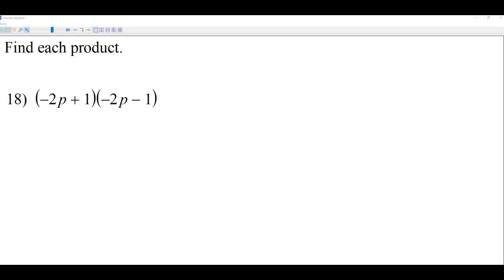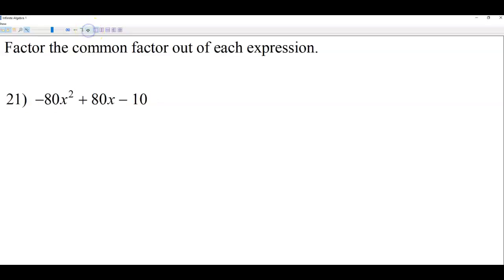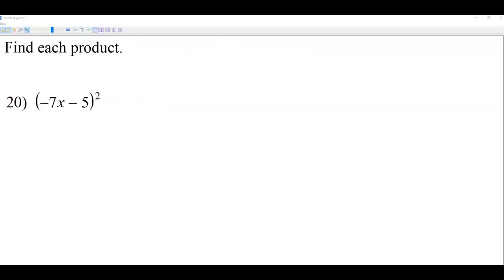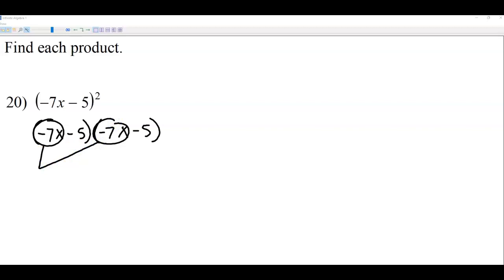That's not the only shortcut we've learned. We've also learned another shortcut, and that's whenever you're squaring a binomial. When you square a binomial, that means you're multiplying a binomial by itself. And once again, we have a shortcut for that. You could use the box method, but the shortcut for that one is you do the first term times the first term. Negative 7x times negative 7x is 49x squared. You do the last term times the last term, which is positive 25.